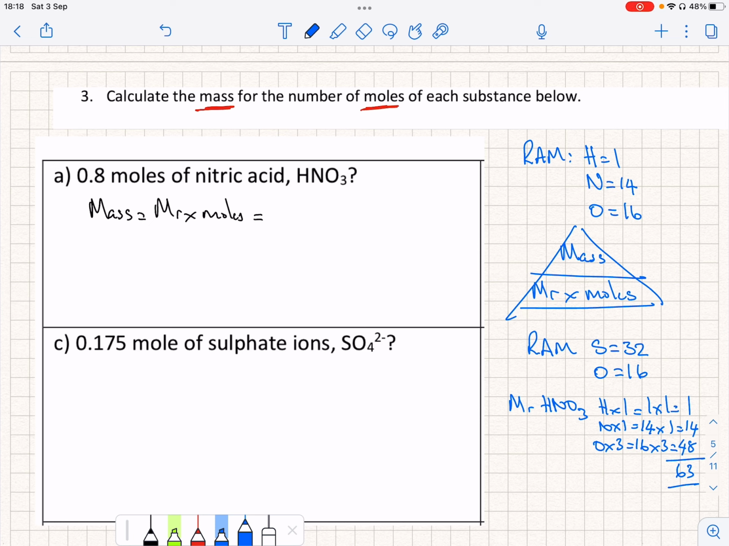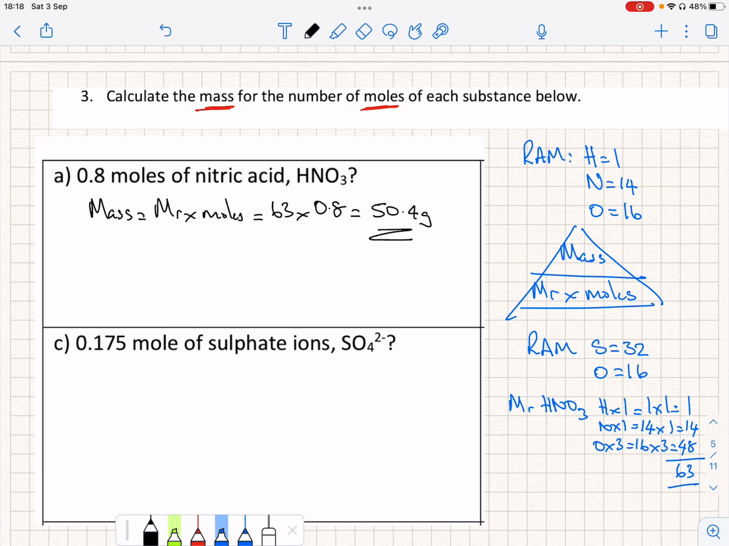Then what we need to do is bring that back into the equation. So the Mr is 63 times the number of moles, which is 0.8. Work that out on your calculator, and that's going to give you a total of 50.4 grams.